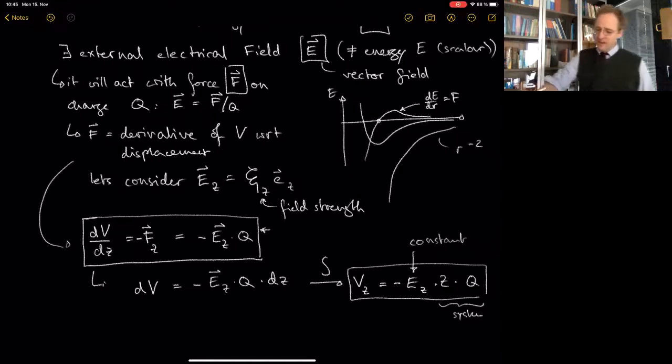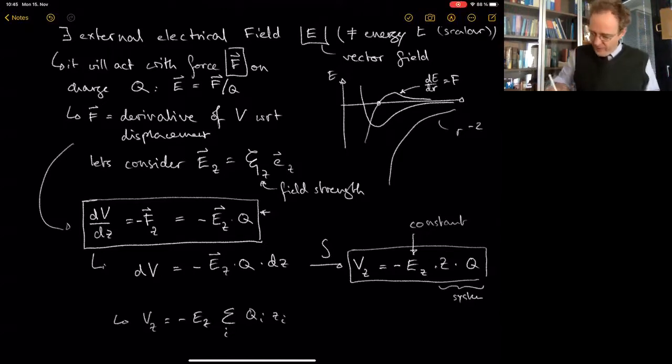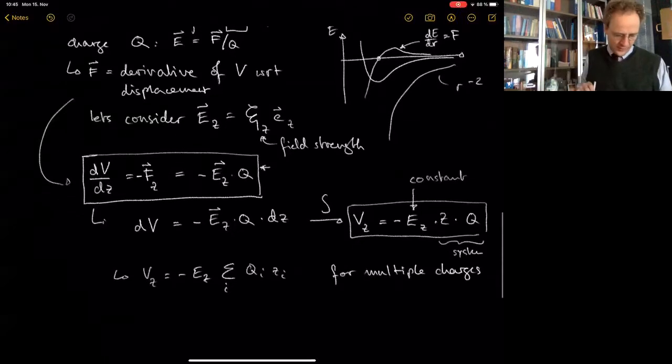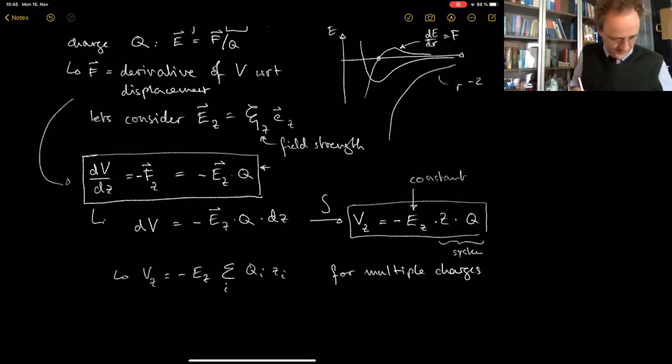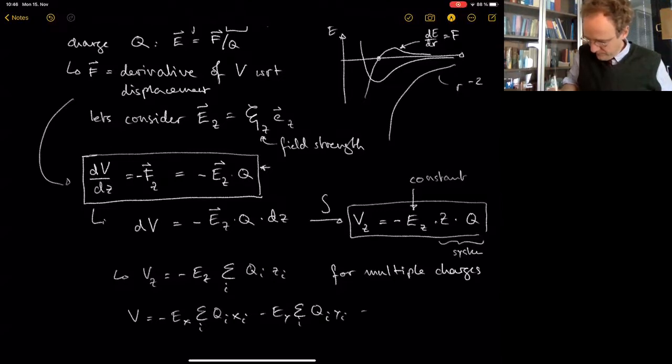And now you can imagine what if you had multiple charges. Well, this becomes then V equals minus E_z sum over multiple charges, right? So this is what you have for multiple. And then this is just the Z component, but you can, of course, write this also for the other components, right? Our choice of Z was completely arbitrary. You can repeat the same exercise for X, Y, and Z.